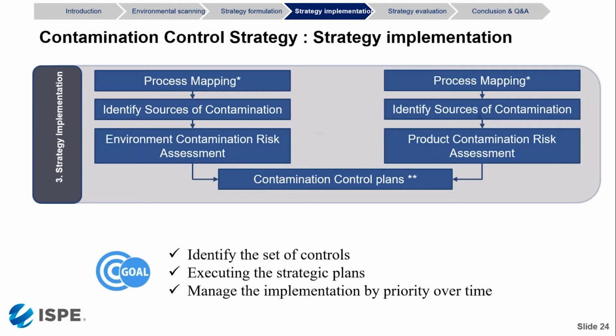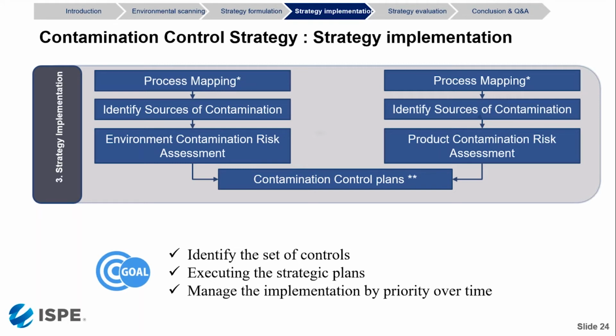Okay. So really, in summary, the goal of implementation is to identify the control, executing the strategic plan. In that case, this means executing the strategy as a vision. So that means the strategy formulation, and then of course managing the implementation by priority over time. You can't do everything, so you have to be able to develop decision making of what is a priority and what is not a priority.